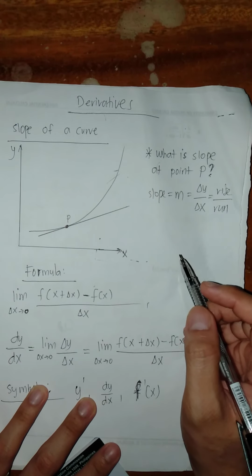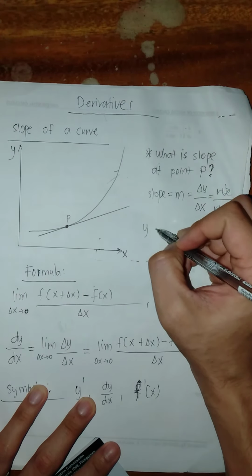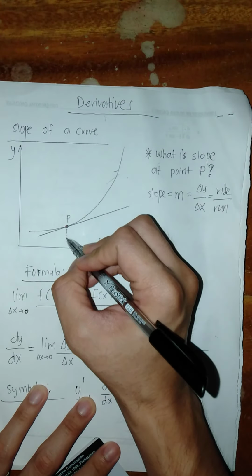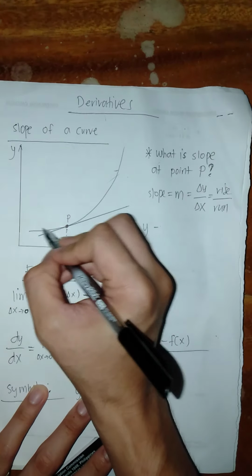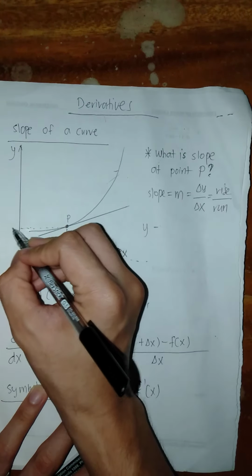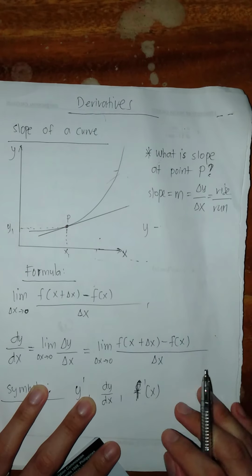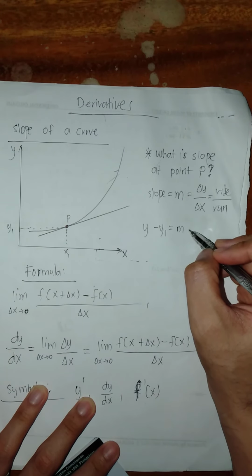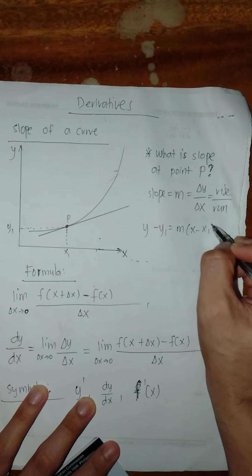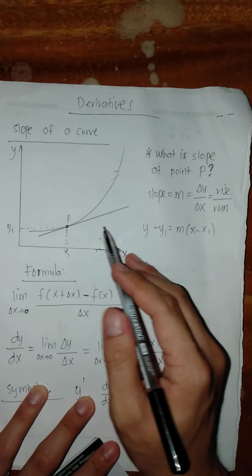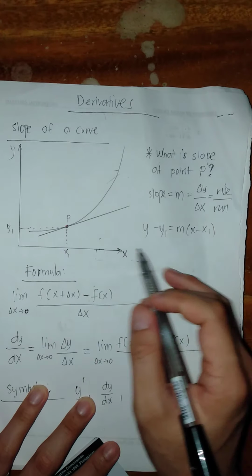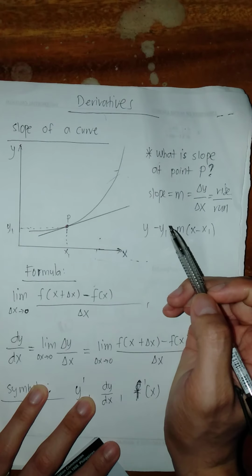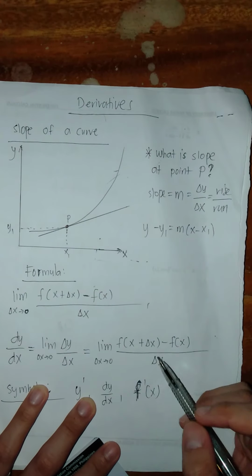What is the equation of a line? One equation of a line is y minus y1 equals m times x minus x1, where m is the slope and P has coordinates x1, y1. But to construct a line, here is the problem. How many points do you need to construct a line? You need 2 points, right? Not just one. So that's the problem.